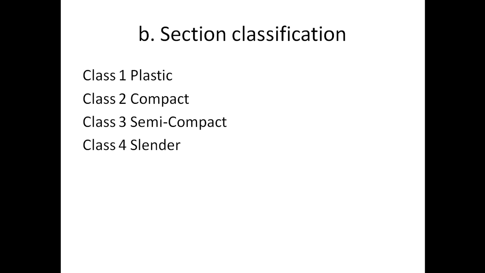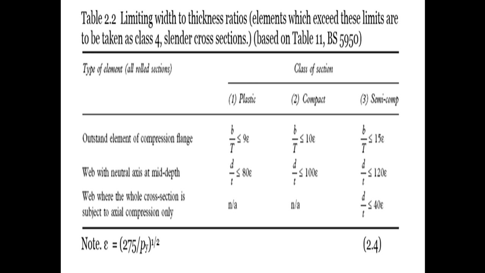The section classification is divided into 4. We have the plastic section, which is class 1, class 2, which is compact, class 3, semi-compact, and class 4, slender section. But mostly we come across plastic section and compact section. In these examples, you will see how to calculate for plastic, compact, semi-compact, and slender, following their necessary conditions. So for you to determine whether it's class 1, class 2, class 3, or class 4, we also have a table. This is Table 11 on BS 5950, where you can see plastic, compact, and semi-compact.